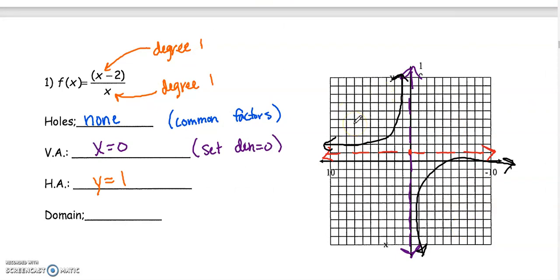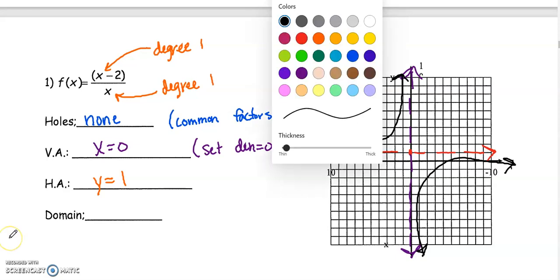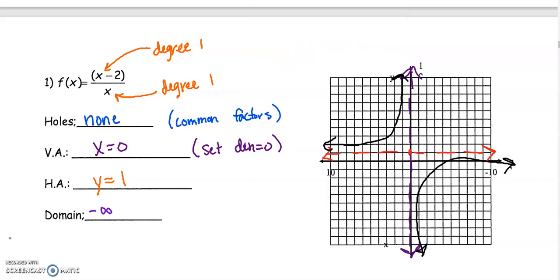So our domain is going to be setting the denominator equal to 0. So we are going from negative infinity to 0, so that x equals 0, and then from 0 to positive infinity.